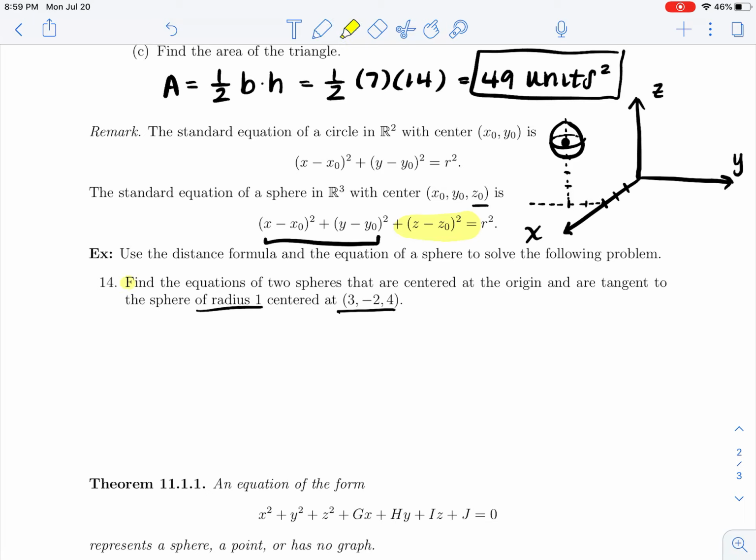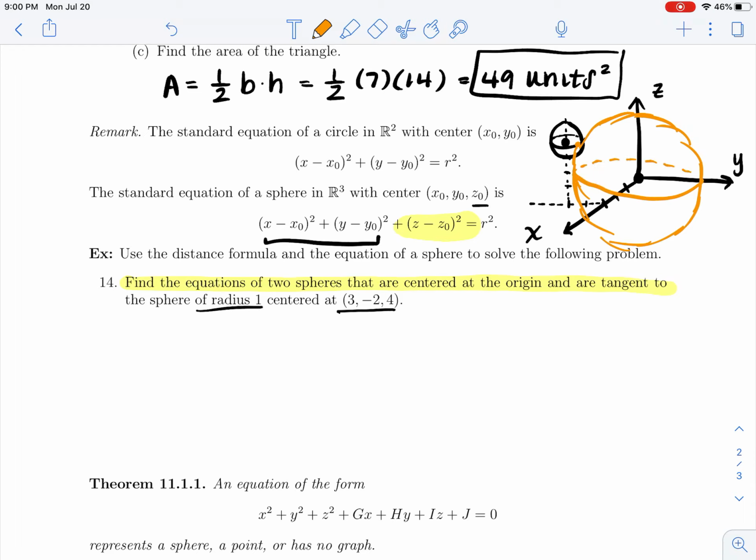We want to find the equations of 2 spheres centered at the origin that are tangent to this sphere. So the question is, how can you have 2 spheres centered at the same location, namely the origin, being tangent to the sphere that I have drawn? There are 2 ways to do this, and I'm going to sketch these spheres in 2 different colors. One is if you touch the sphere at a single point here that's closest to the origin. So this sphere would look something like this. Close counts here for drawing.